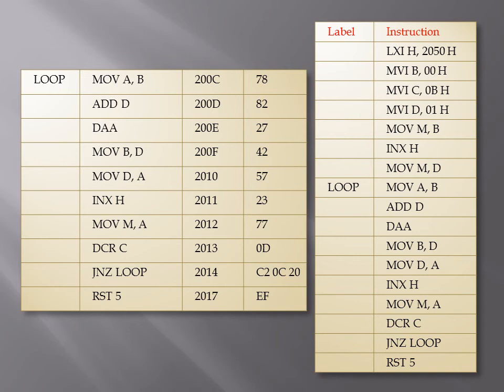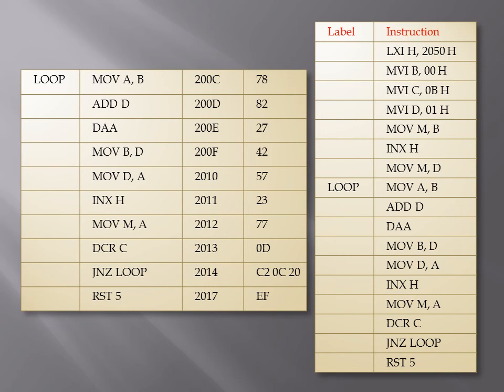So we start a loop, and what the loop does is move B to A. What was placed in B is now moved to A. Then we add D: 00 was in B and we have added D, so now the contents are 1. We are printing the series in decimal, so we apply the DAA instruction here to convert the contents to decimal.